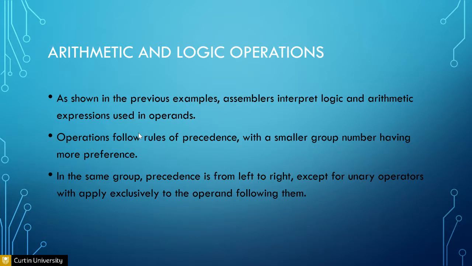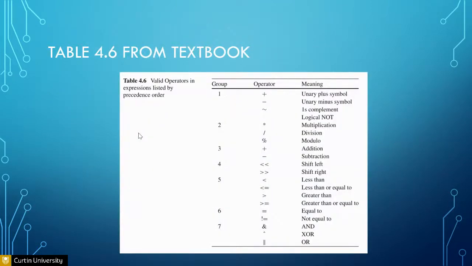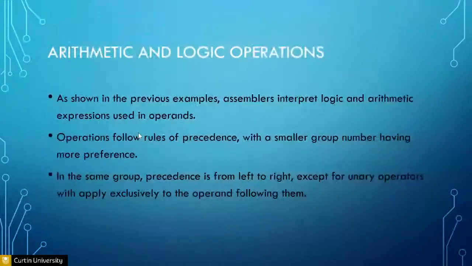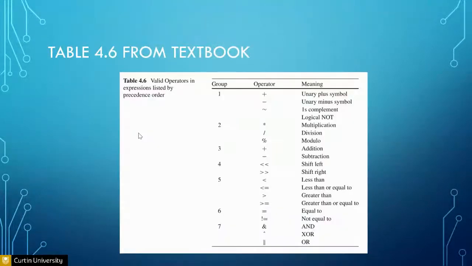Assembly interprets logic and expressions in operands. Operands follow rules, and these are normal. Even in normal maths, what's in the brackets comes first, then the second precedence goes to multiplication and division, and only then do you go for addition. These are normal mathematical rules, and if you have an equation, it follows them. So these are group one: plus, minus, negate. Then you have multiplication and all these kinds of things.